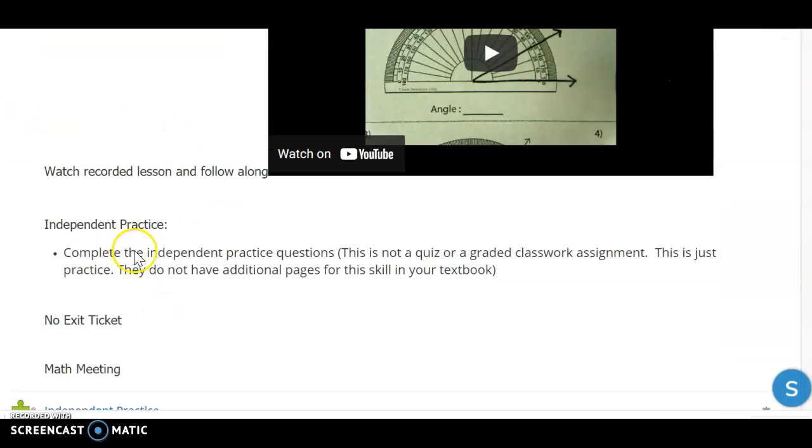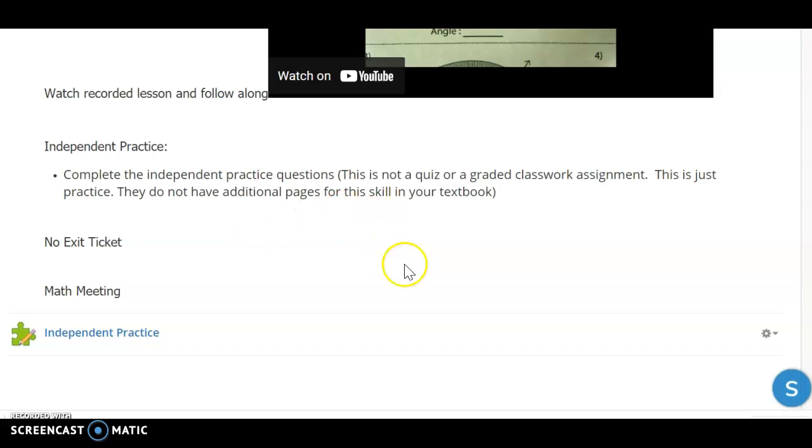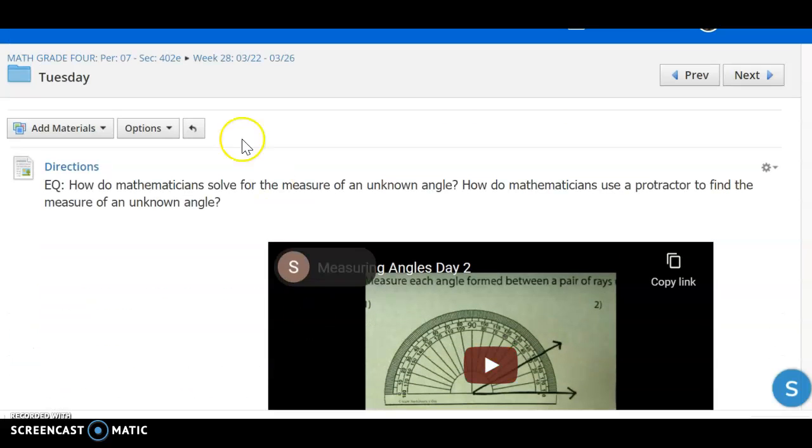After that, you do have some independent practice. There's not a worksheet. I just turned the worksheet into an online practice right here. It's not a quiz. This isn't being graded. There are just additional problems in your textbook. So I've gone ahead and taken pictures and screenshots of sample problems and included them here. There is no exit ticket today, but we will meet at 2 o'clock to go over those problems.